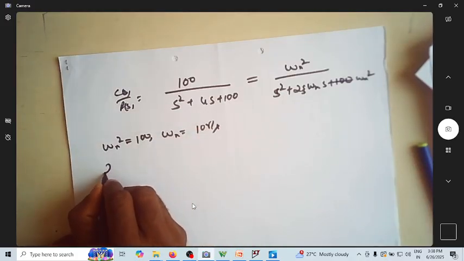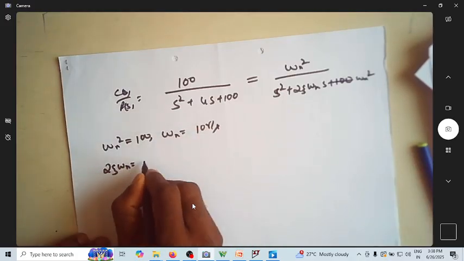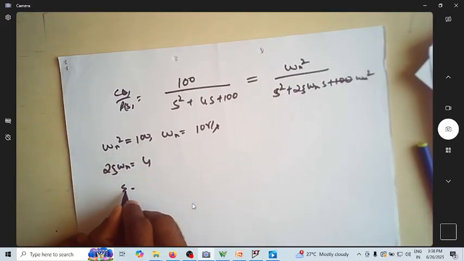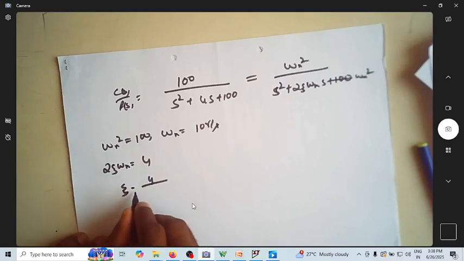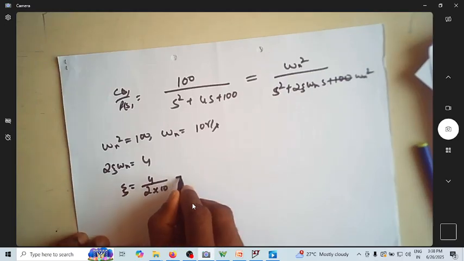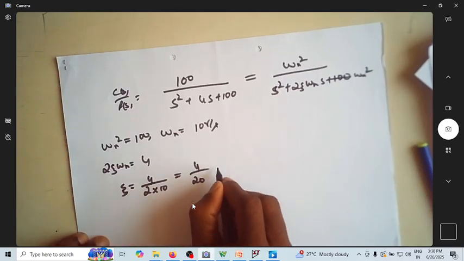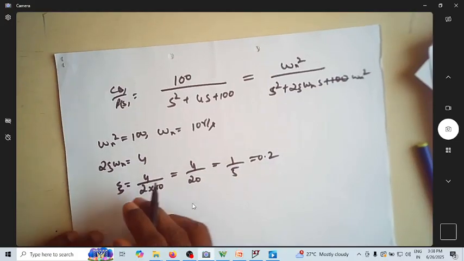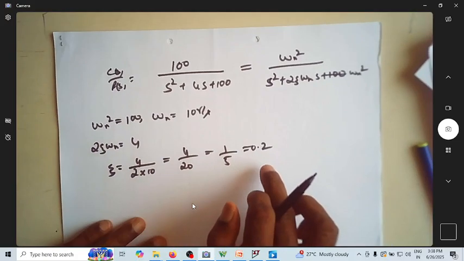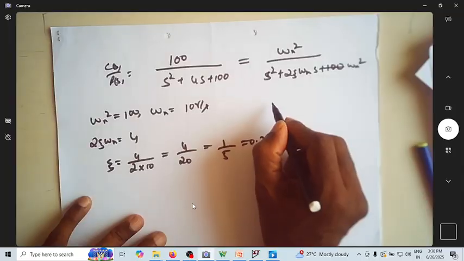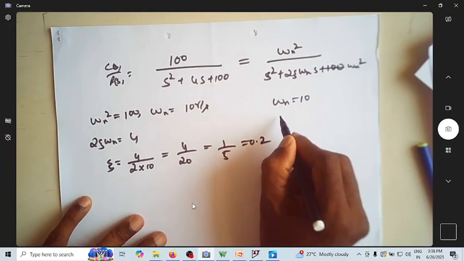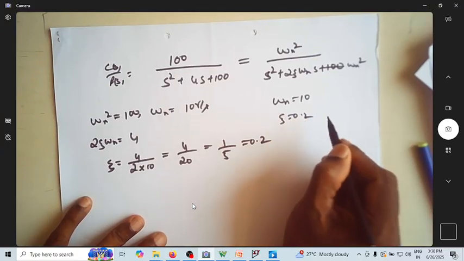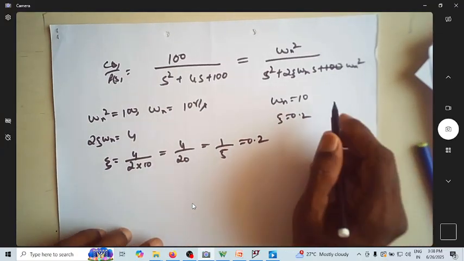So then what do you have? You have 2 zeta omega n as 4. Then you can write zeta is equal to 4 by 2 into 10, which is 4 by 20, which is 1 by 5, which is 0.2. This is the value of zeta.